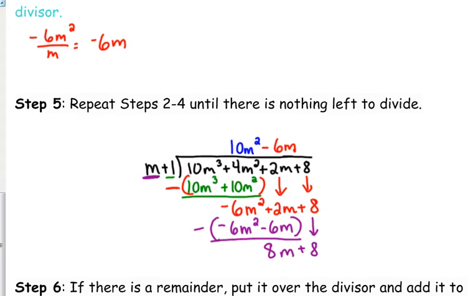Okay, and then we do have one more step. We can divide now 8m by m. It's always the first term of what you have left divided by the first term of the divisor. So that's 8. So we've got plus 8 here on the end. And when we multiply, we've got 8m plus 8. Well, notice that's the exact same expression. So when we subtract, we're going to get 0. So there is no remainder in this case.